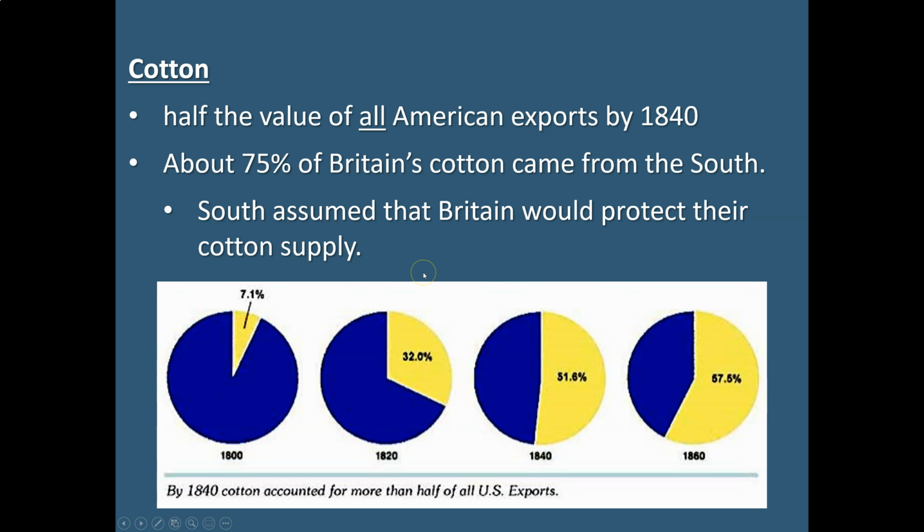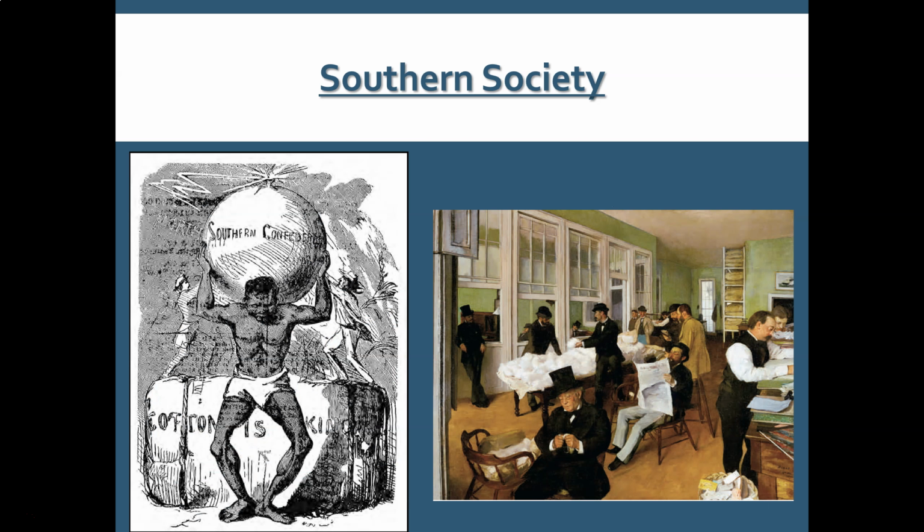Some 75% of all Britain's cotton came from the South, and about 20% of all British people were employed in the textile industry. And so the South was confident that if a war were to break out or the South were to challenge the North, Britain, out of just economic survival, would have no choice but to step in and protect the South, to protect their cotton supply.